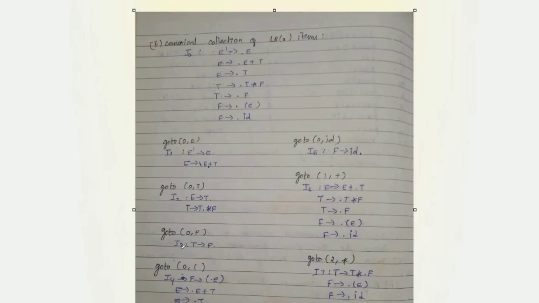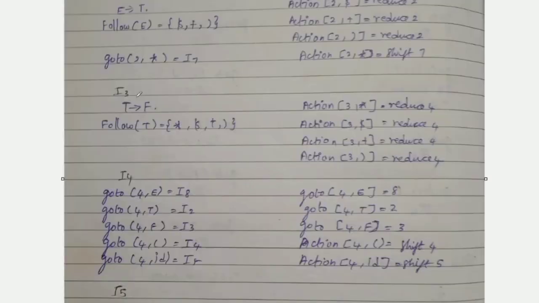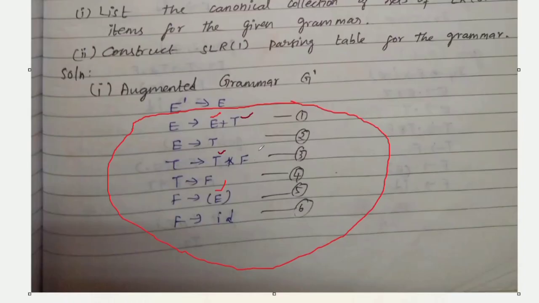Then consider the production in I3, T tends to F dot. T tends to F dot is a final item. Write T tends to F dot. If it is a final item, we should take the follow position of capital T. In the given productions, capital T is present in the right hand side in E tends to E plus T, E tends to T, T tends to T star F.